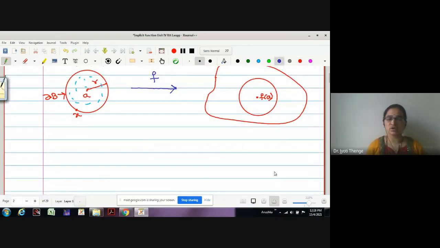Before that, in order to prove the required result, we are going to define a new function, say g. We are going to define a new function g. Okay, just wait, my pen tablet is not working. What function will we define? We will define g to be a real valued function on the boundary of this ball. Define.